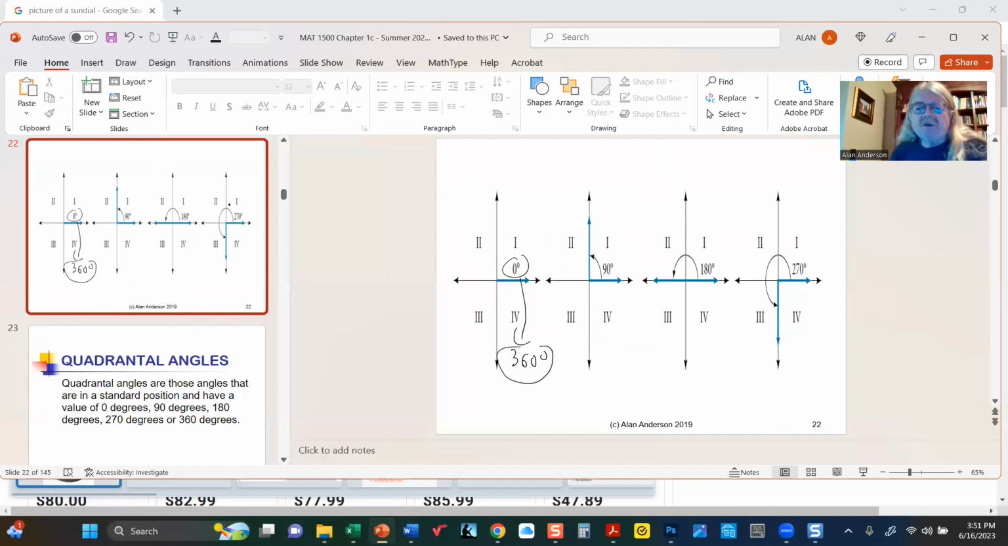Going through the first quadrant brings you 90 degrees. The second one is 180. The third one is 270. These angles, I'd never heard of this term before. I looked it up in Google. Quadrantal angles. You don't have to worry about that, but I just thought you might want to know.